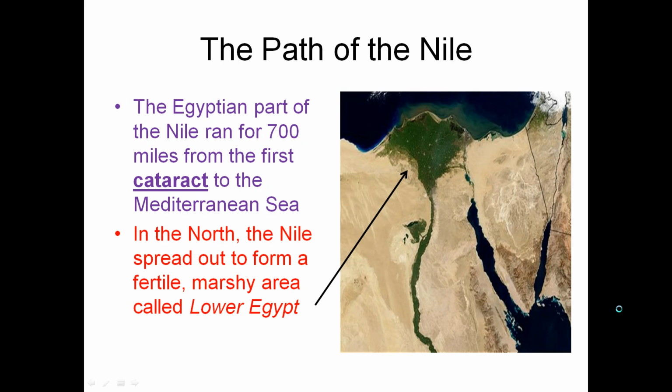The path of the Nile. Now, this map is showing you the Egyptian part of the Nile. Notice there are no cataracts in this area. The Egyptian part of the Nile is 700 miles long, from the very first cataract in Nubia all the way down to the Mediterranean Sea. In the north, the Nile spread out to form a fertile marshy area called Lower Egypt. So this area here is called Lower Egypt.